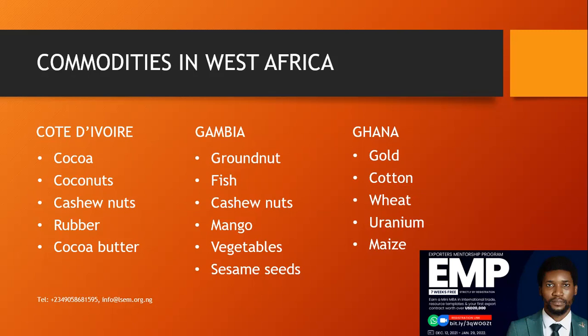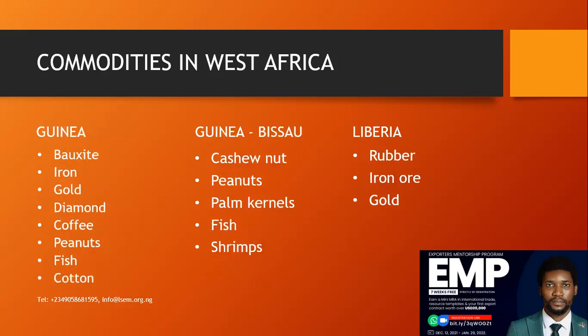Even if you are doing a local production of your own product, you are still not confined or limited to Nigeria alone. Ghana has a lot of gold. You can get gold from Ghana, cotton, wheat, uranium, and maize. Guinea has bauxite, which means aluminium. You get it in Guinea. They have iron, gold, diamond, coffee, peanuts, fish, and cotton. Guinea-Bissau has cashew nuts, peanuts, palm kernels, fish, and shrimps. Liberia has rubber, iron ore, and gold.